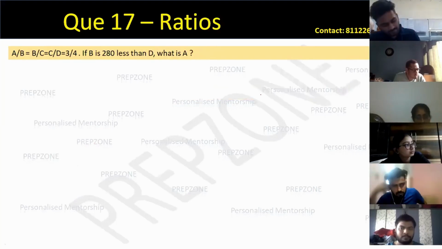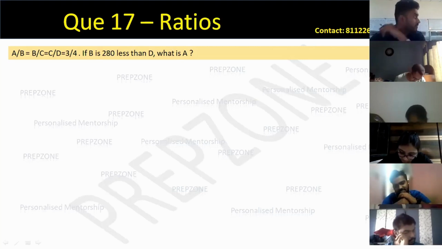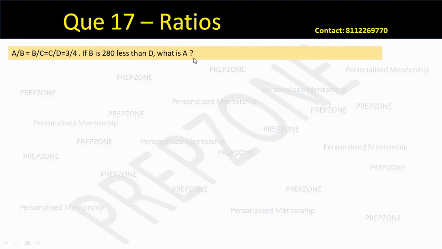Next question. So let's see. B is 280 less than D. Okay. So what is A? So of course we know that we'll have to calculate A is to B is to C is to D. If we manage to calculate A is to B is to C is to D, then we can simply see the difference, equate that to 280. We will have some units and then we can calculate the value of it.